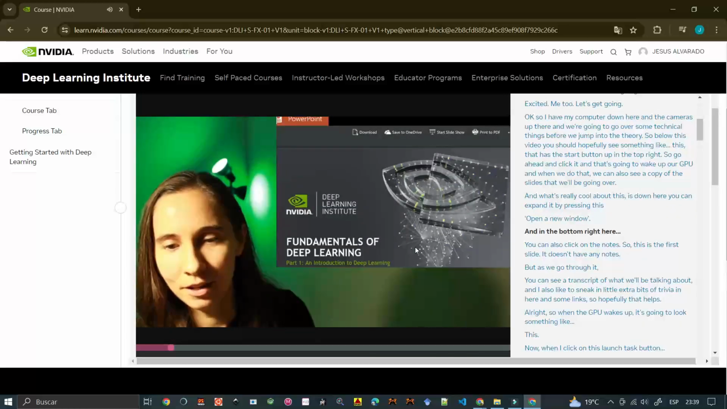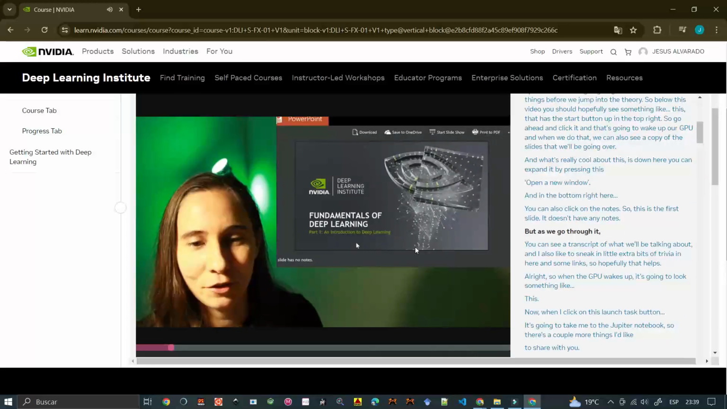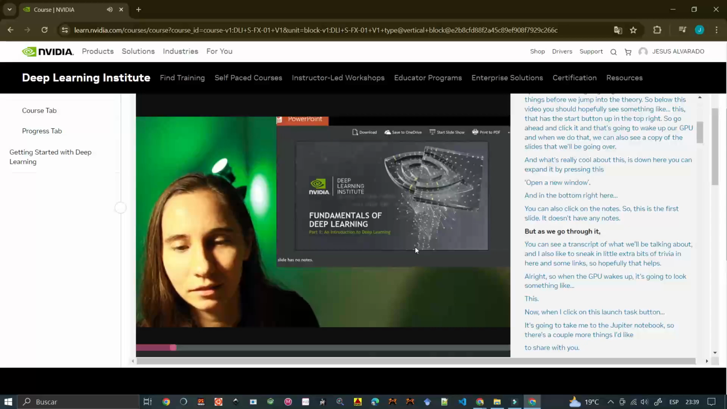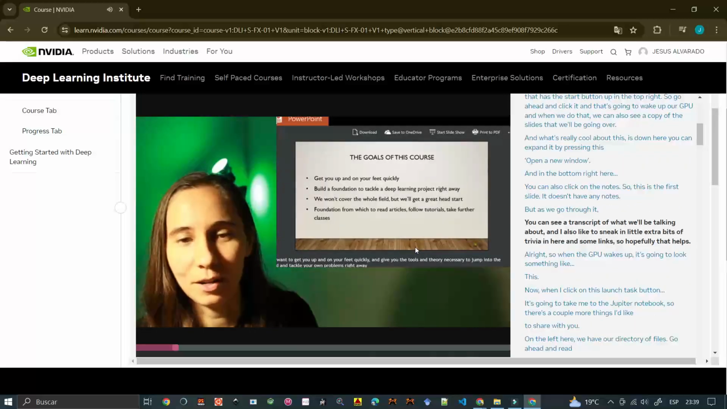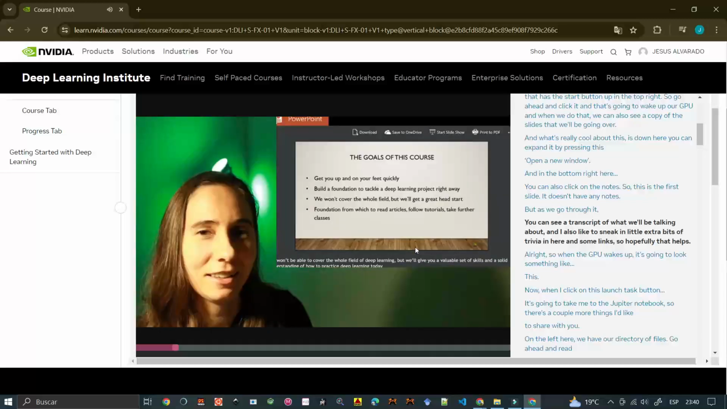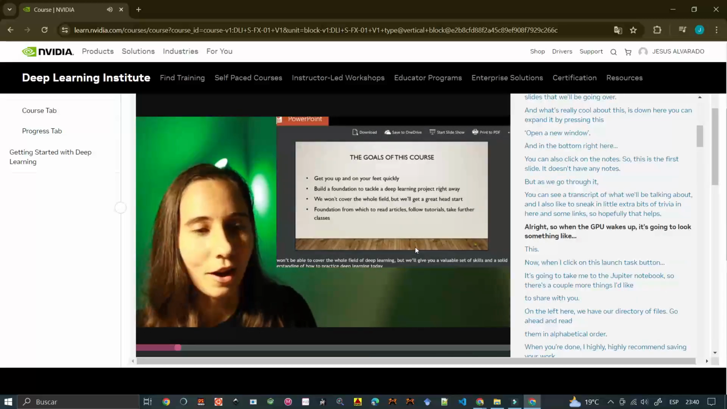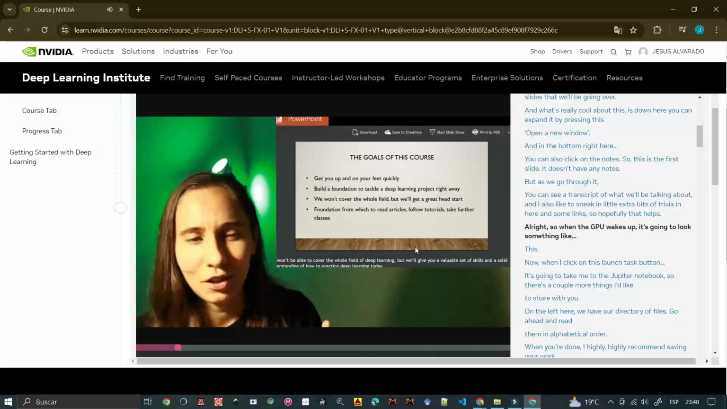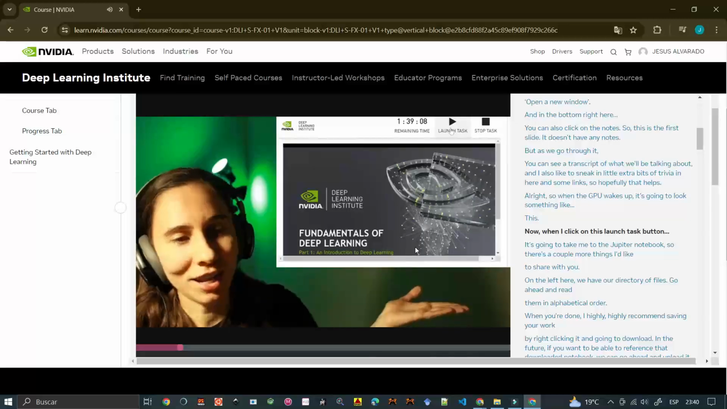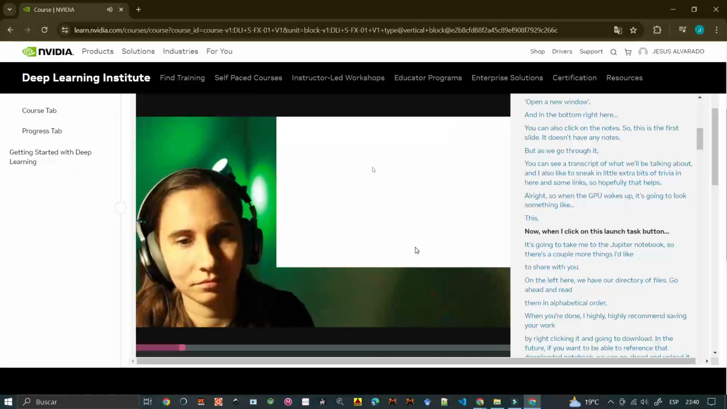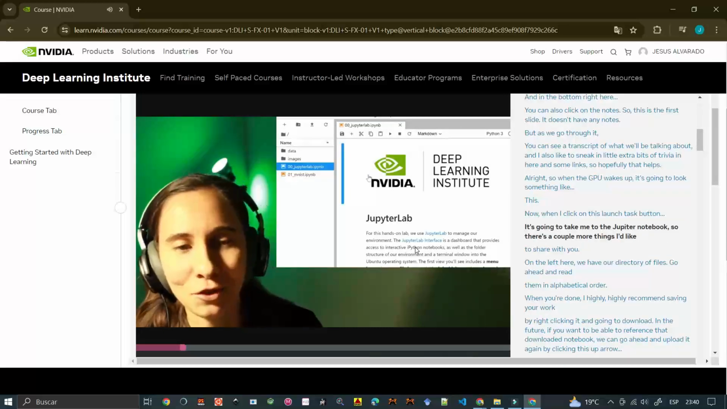In the bottom right here, you can also click on the notes. So this is the first slide. It doesn't have any notes, but as we go through it, we can see a transcript of what we're going to be talking about. I also like to sneak in little extra bits of trivia in here and some links, so hopefully that helps. All right, so when the GPU wakes up, it's going to look something like this. And when I click on this Launch Task button, it's going to take me to the Jupyter Notebook.